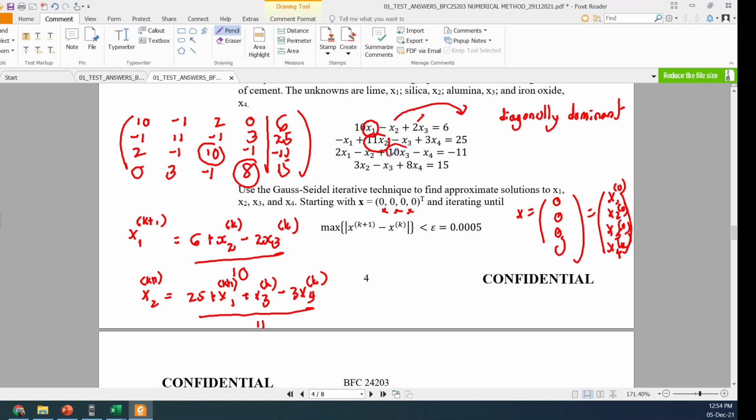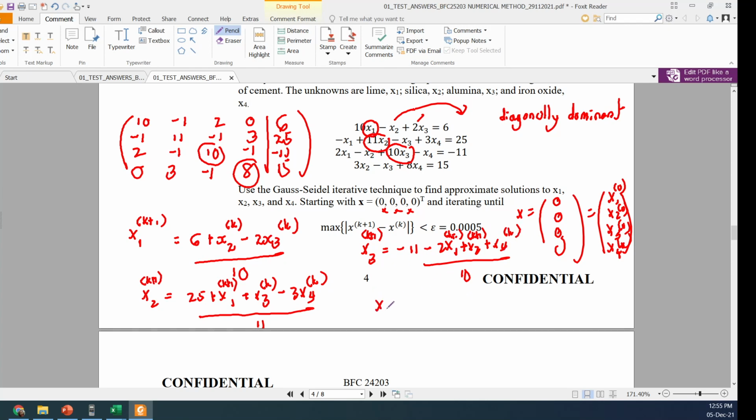So later on go to x3. So for x3, negative 11 minus 2x1, we focus on 10x3. The other variables bring to the other side. So negative 11 minus 2x1 plus x2 plus x4, divided by 10. Left side put k plus 1. On the right-hand side, x1 you got a new value, so k plus 1. x2 got a new value, k plus 1. x4 is still old, that's why k.